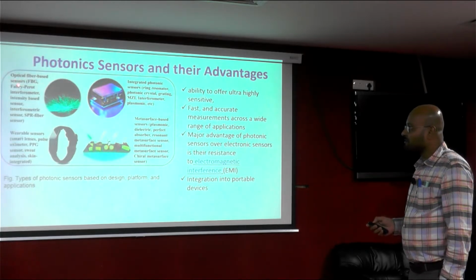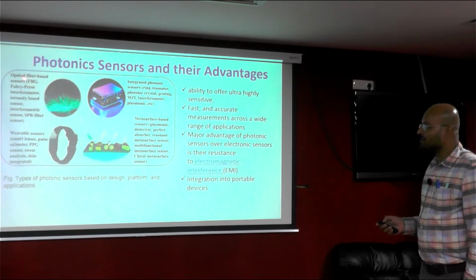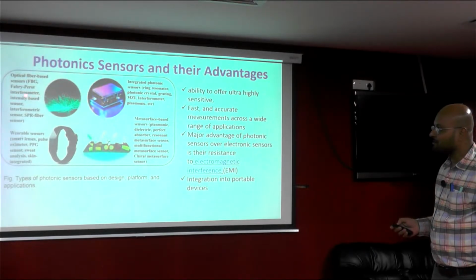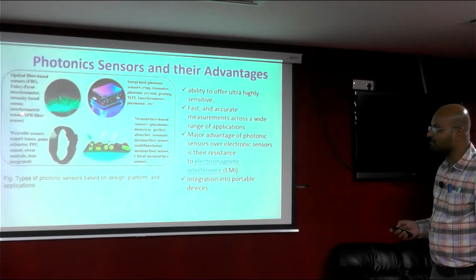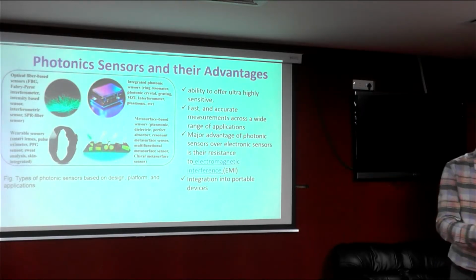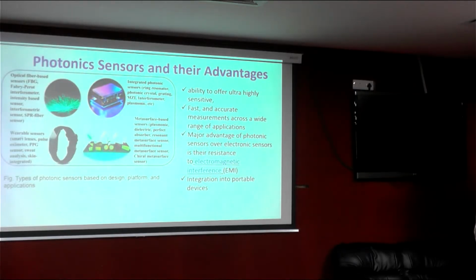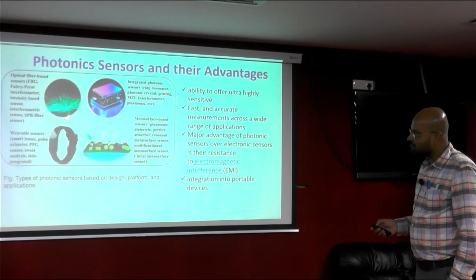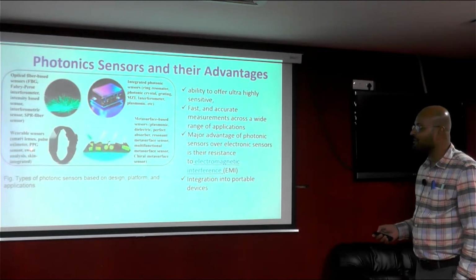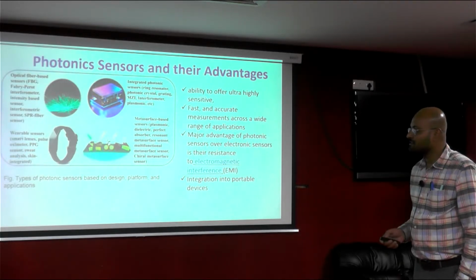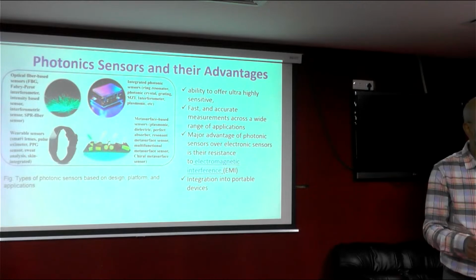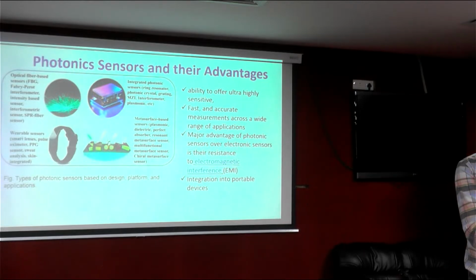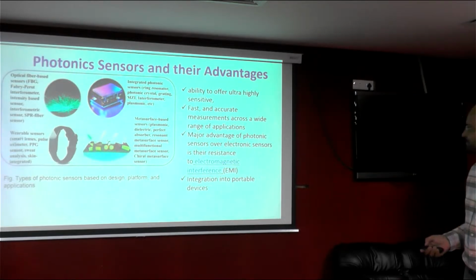So these are some examples of photonic sensors. Optical fiber based sensors, that is fiber gratings, FBG, then interferometer, intensity based sensor, interferometric sensor, SPR sensor. These are all some 1D sensors, 2D sensors. These are all photonic sensors, and there are some wearable sensors designed using photonic material, that is sweat sensor, PPG sensor, oximeter. These are all available in the market.